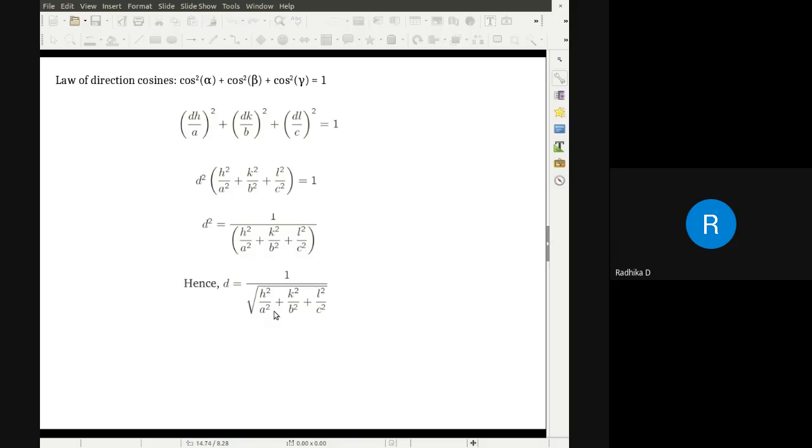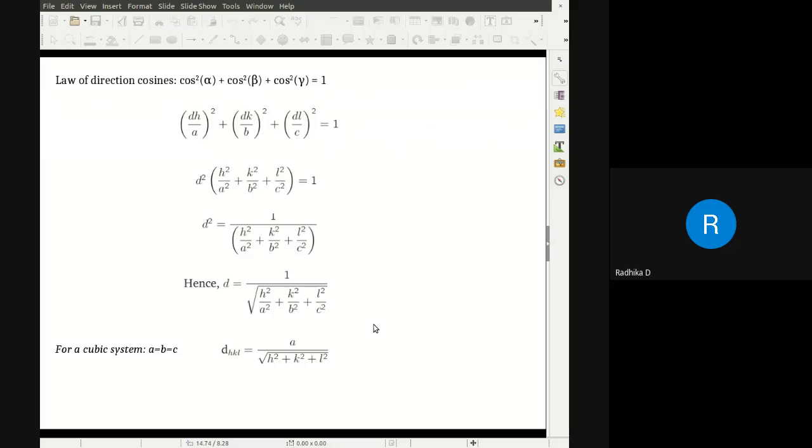Now, what will happen? Suppose I consider the simplest case of a cubic system. You know that for cubic system, a is equal to b is equal to c. So what happens to this portion? It will be 1 by square root of h square by a square plus k square by a square plus l square by a square. 1 by a square common I take out and it becomes 1 over 1 by a. a goes to the numerator. Just rearrangement, you will get this expression: a divided by square root of h square plus k square plus l square.